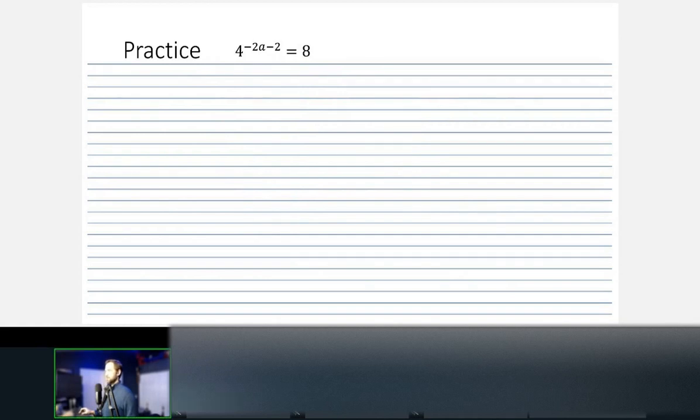Hold on. Let's find a harder problem. Those are too easy. Let's do this one. Oh boy. Anybody think they might have a way to start this problem?